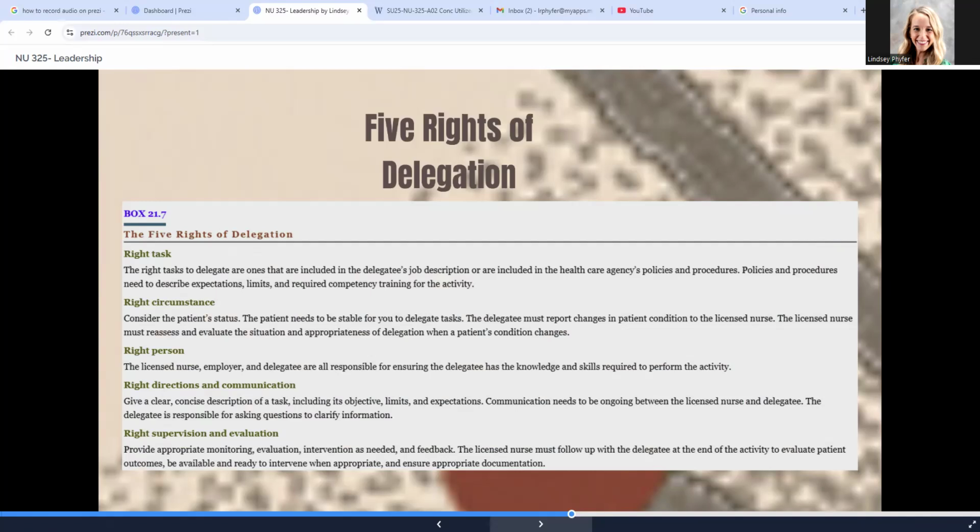The fifth right of delegation is the right supervision and evaluation. So we need to provide appropriate monitoring, evaluation, intervention if needed, and feedback. And the nurse must follow up with the delegatee at the end of the activity to evaluate patient outcomes and be available and ready to intervene when appropriate and ensure appropriate documentation.